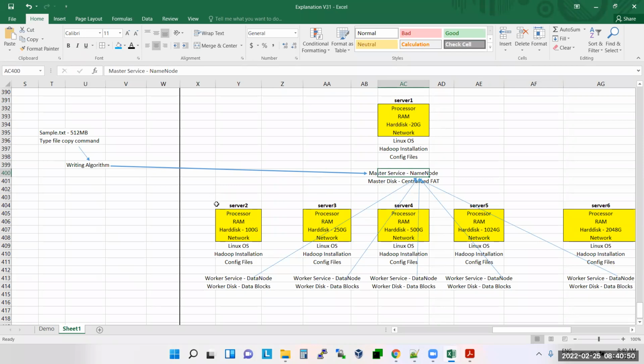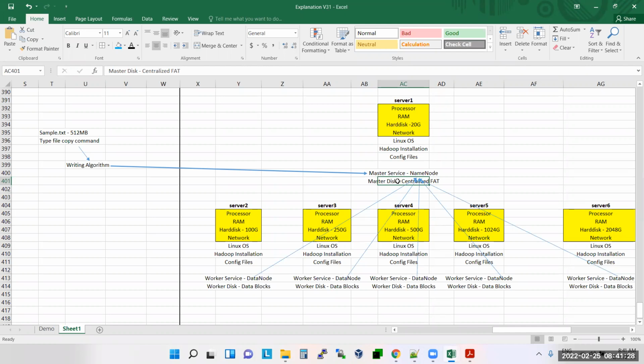The client says, hey name node, I want to write sample1.txt. So what will the name node do? The name node will check in the centralized metadata whether this file already exists or not. If the file already exists, it will tell you the file already exists and stop the command. In fact, it may ask if you want to overwrite. If you say no, it will cancel; if you say yes, it will overwrite.